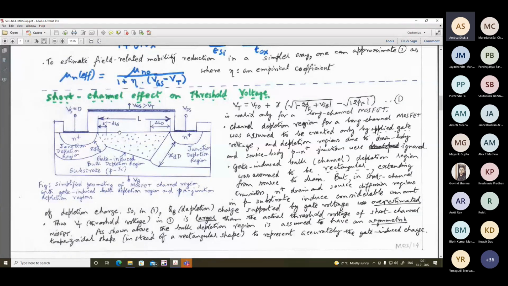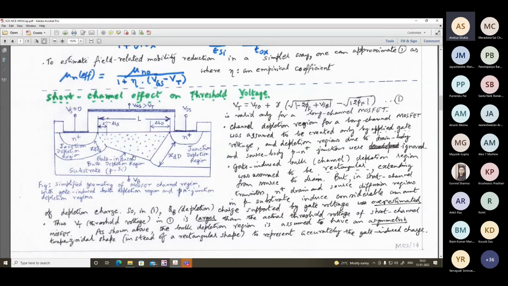But now, in the short channel effect, when the effective channel length becomes of comparable dimension with respect to junction depth or even the extent of the depletion region, right? In the older days for the conventional long channel transistor, where L was much longer compared to XJ, that means the junction depth, or even XDD, XDS, we would have seen the bulk induced or gate induced depletion region as simply a rectangle. Simple rectangle, nothing else, because this was most prominent, and we would have neglected the effect of these two lateral junction depletion regions.